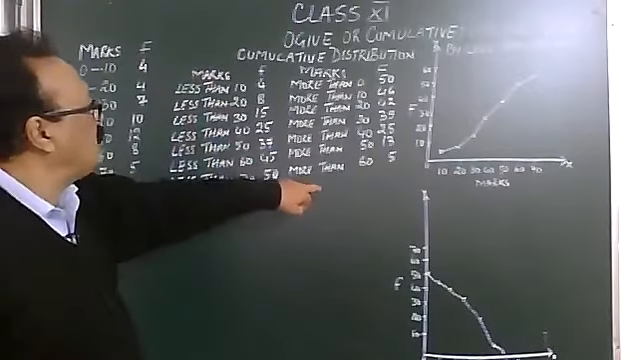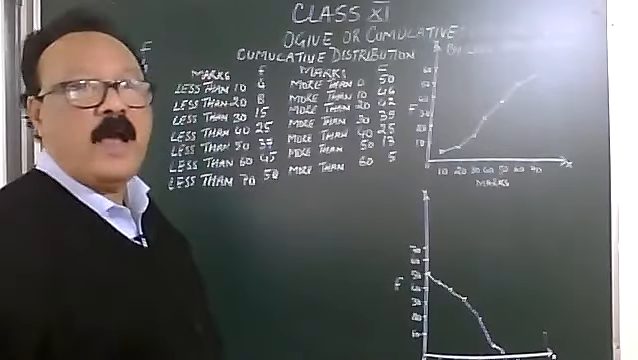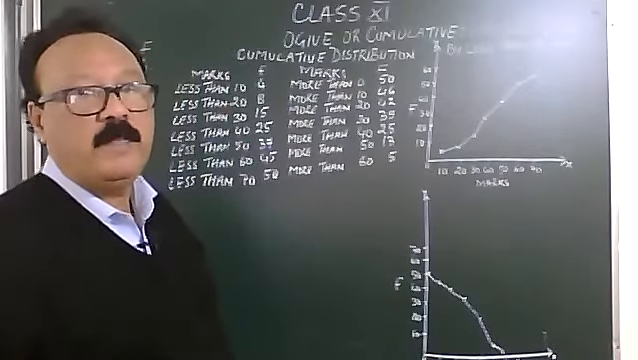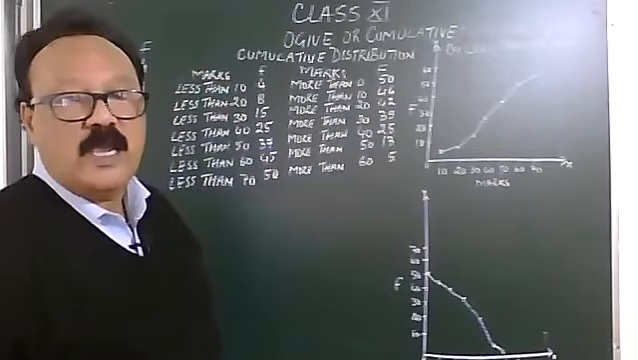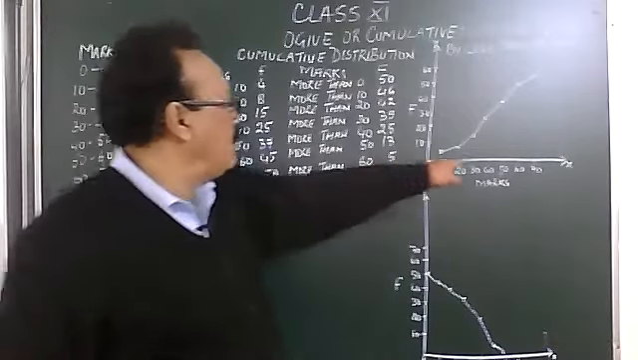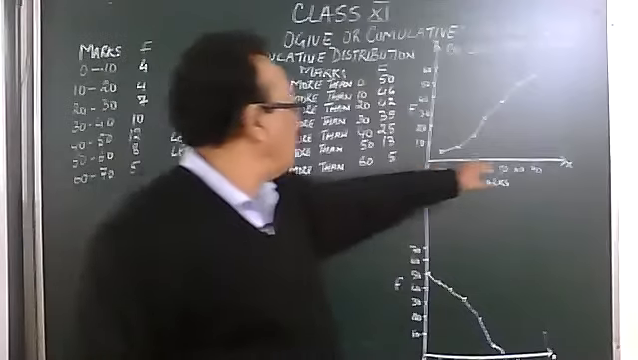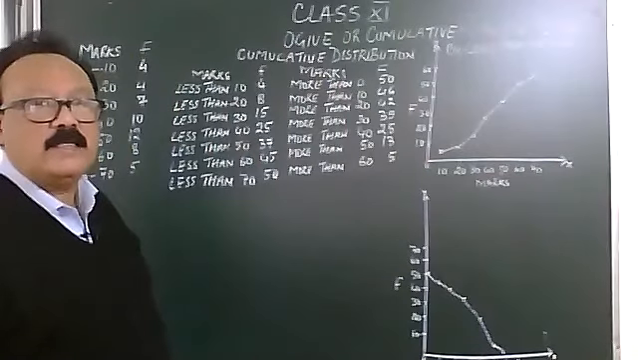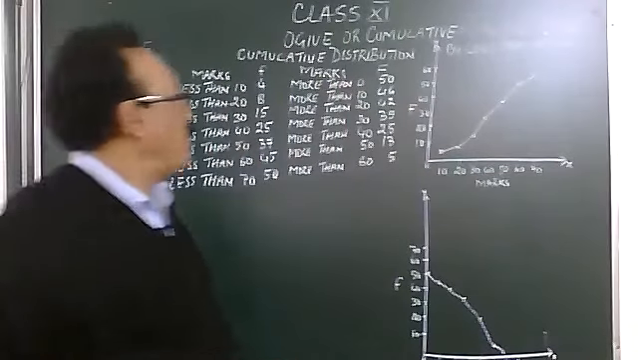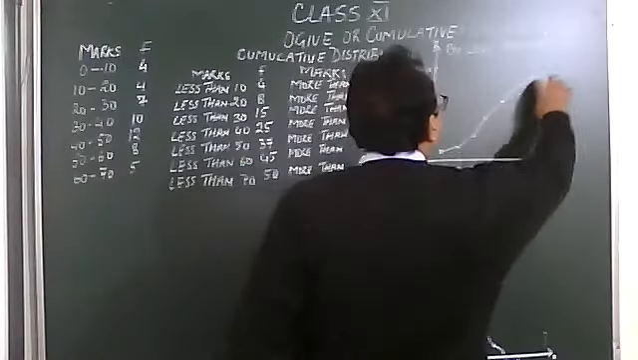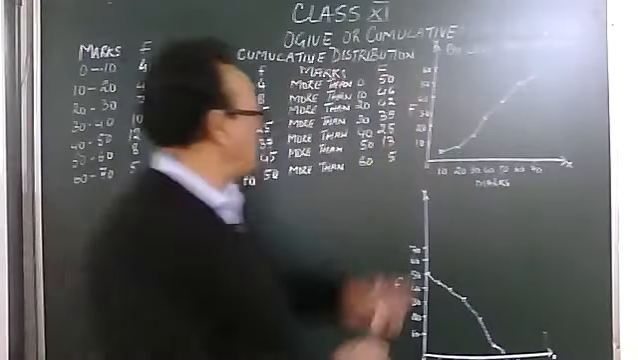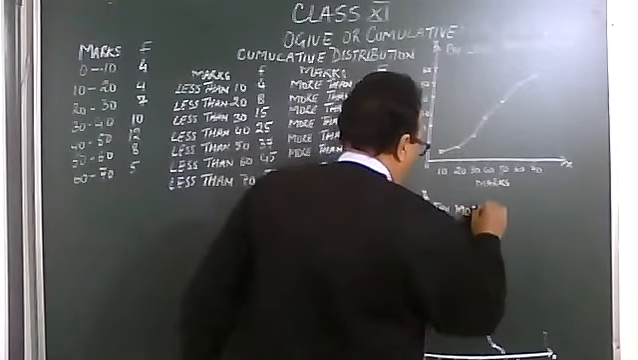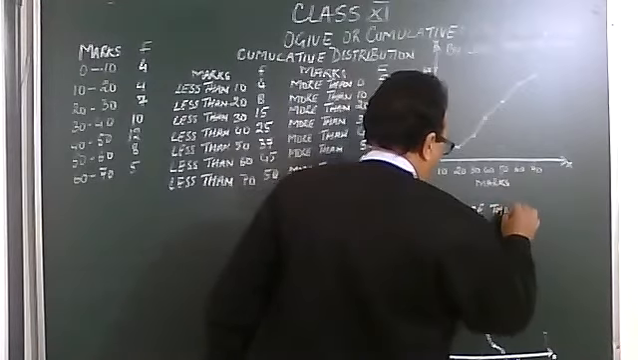Okay, once you have this, then you need to plot them on a graph paper. If you don't have a graph paper, you can directly draw it, keeping the scale, normally use a scale pencil, and the values should be more or less equal. Then when you plot the less than series, you find that you get an upward rising curve. This is by the less than method. This is by the more than method.